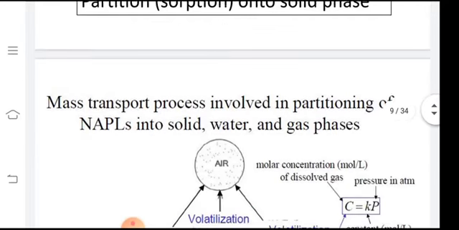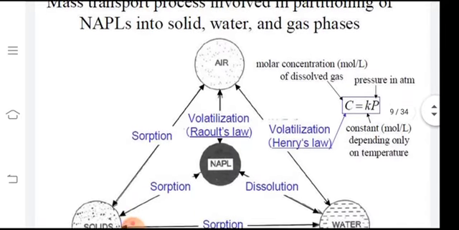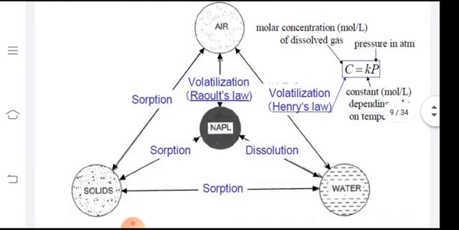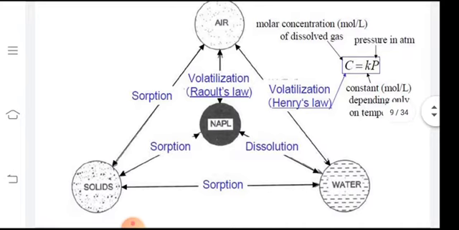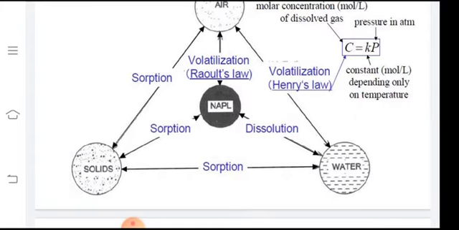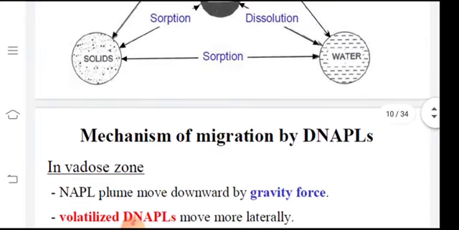So this is the picture which is again showing the same thing: air, water, solid, and what kind of behavior it is going to have. And again, these NAPLs have a very high volatilization. They very quickly shift their phase, move to the vaporous phase, are easily volatile in nature, and easily movable into the atmosphere. So that's another important characteristic of this.